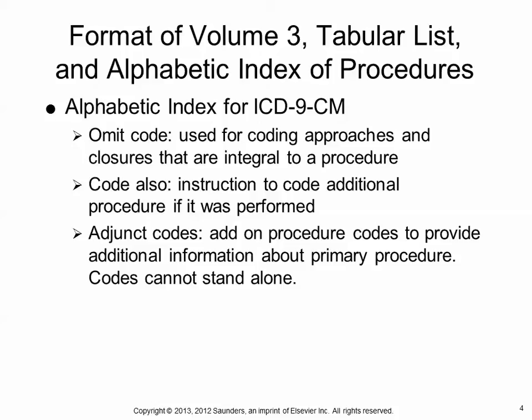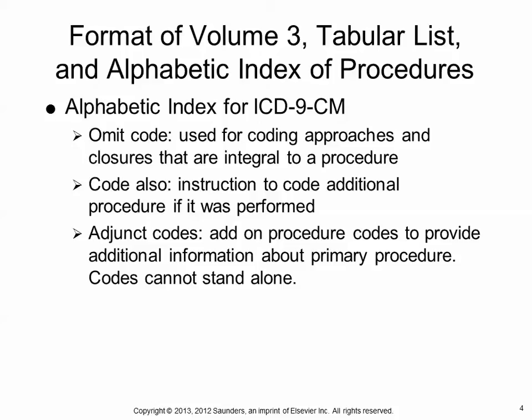standalone. So for instance, if you had a procedure that was typically done through use of an endoscope, but you were going to perform something called a Rose procedure on a bariatric patient. That Rose procedure is done using a scope. You don't code the scope. You do not code that. However, if you were doing a scope on its own, you would code it. All right? That's when you'll see omit code.